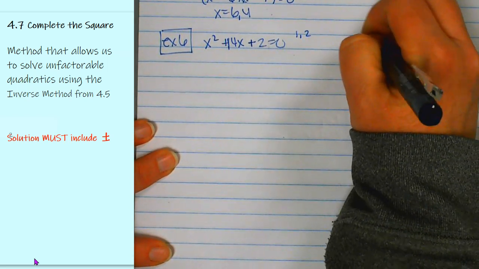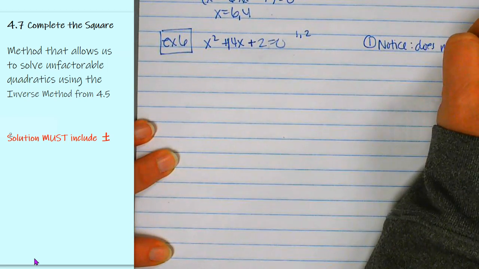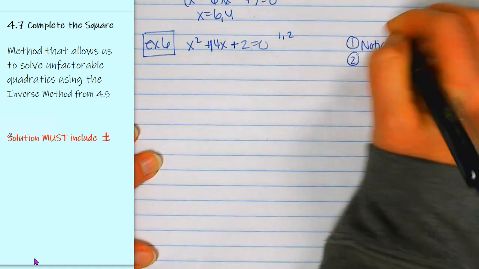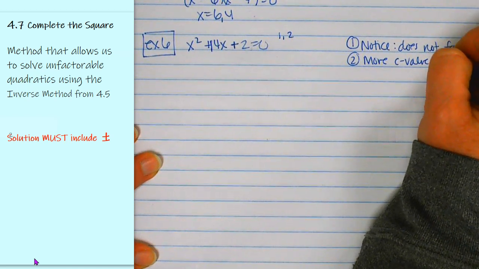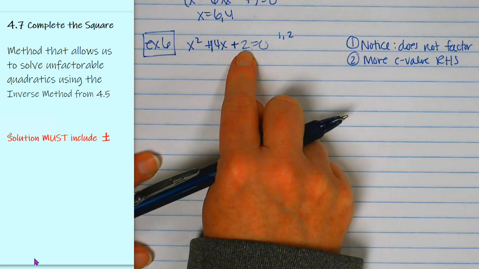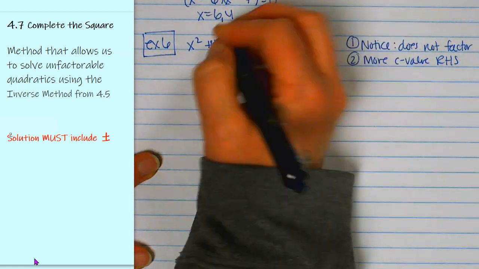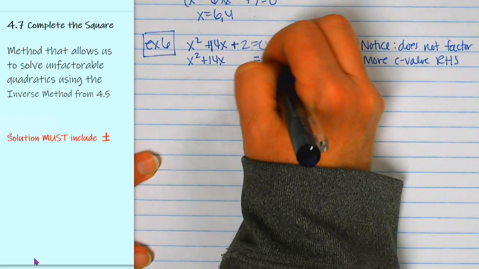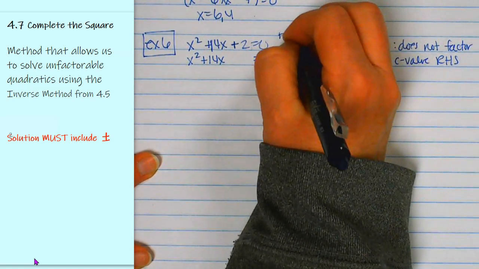So number 1, notice it does not factor, or the directions say complete the square. One or the other. 2, you need to move the C value that you have to the right-hand side. So RHS means right-hand side. So 2 is what messes me up. If I had a different number here, maybe it would factor. But 2 doesn't help me factor, so I need to move it to the other side. And I'm going to do that, x squared plus 14x. I'm going to leave a space, and I'm going to put negative 2 on the other side. So when I move positive 2 to the other side, it changes signs.